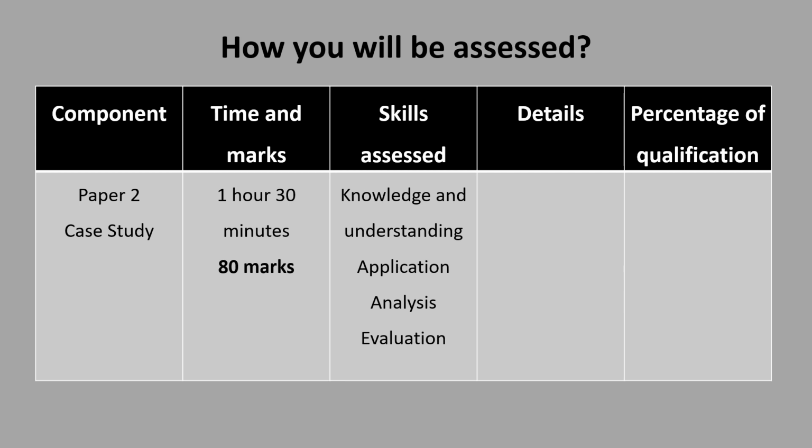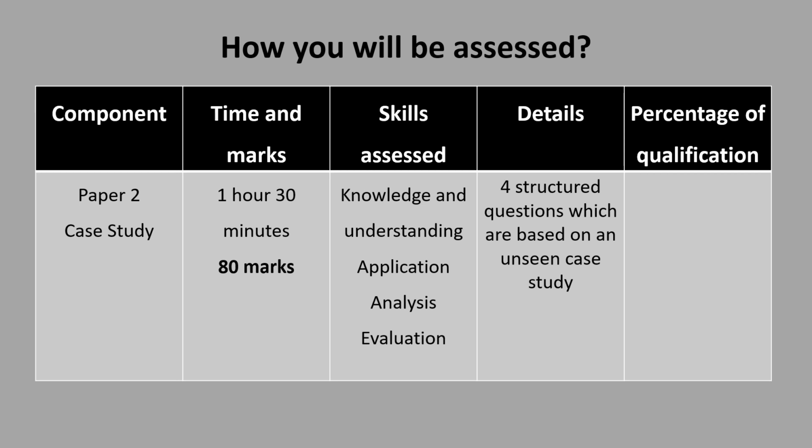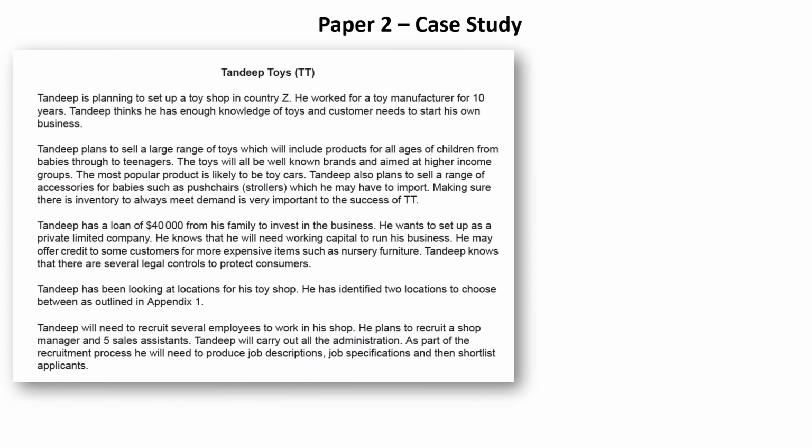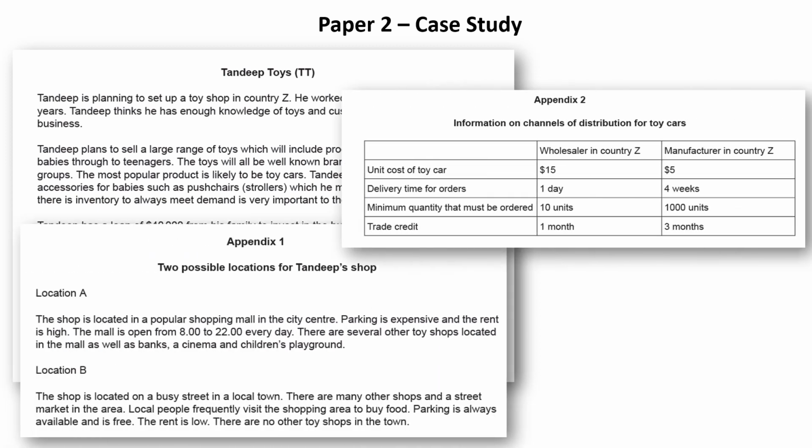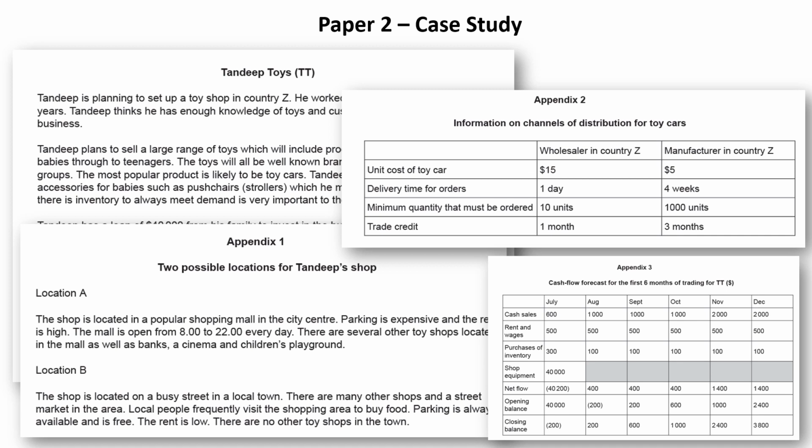And the structure of the paper will be of 4 structured questions, which are based on an unseen case study. And finally, the percentage of qualification is 50%. So you will have a sample of the case study here. I'm taking this case study from your Cambridge IGCSE exam paper, Tandip Toys, and you will have Appendix 1, Appendix 2, and Appendix 3.